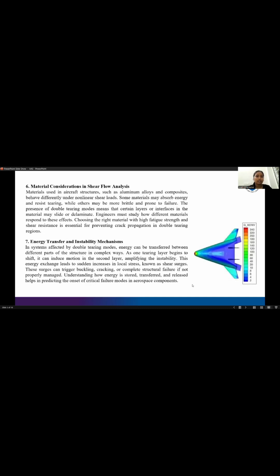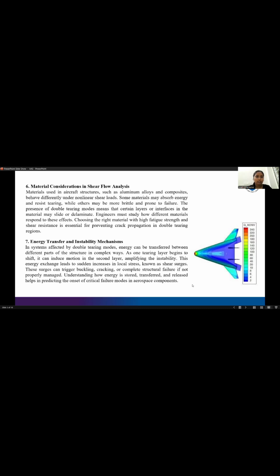Material considerations in shear flow analysis. Materials used in aircraft structures, such as aluminum alloys and composites, behave differently under nonlinear shear loads. Some materials may absorb energy and resist tearing, while others may be more brittle and prone to failure.